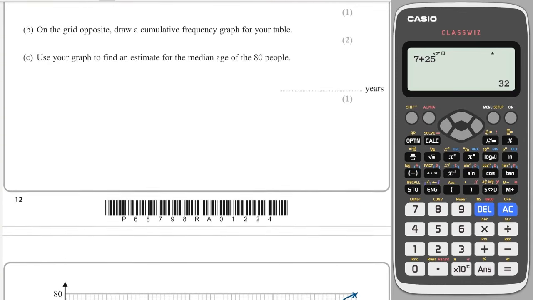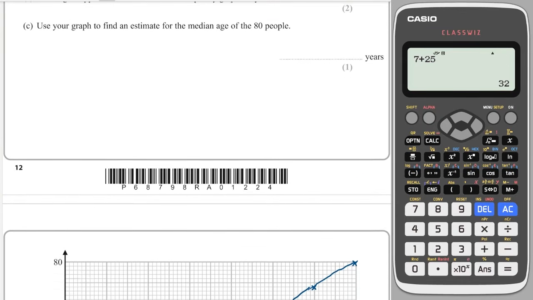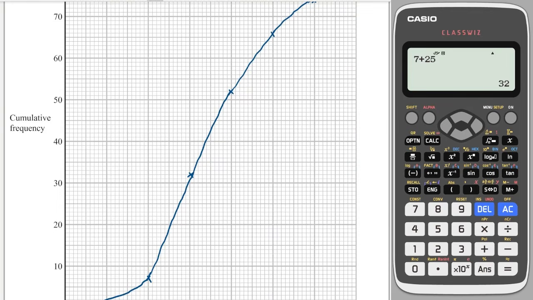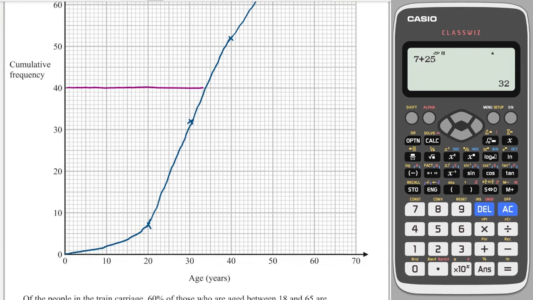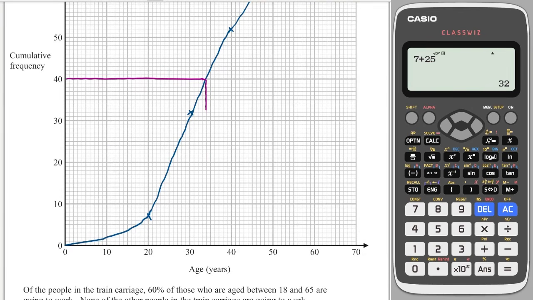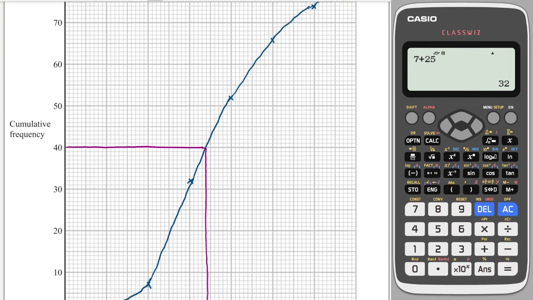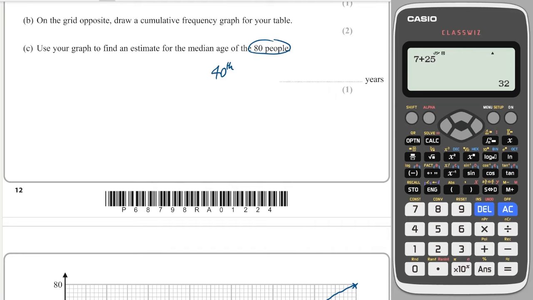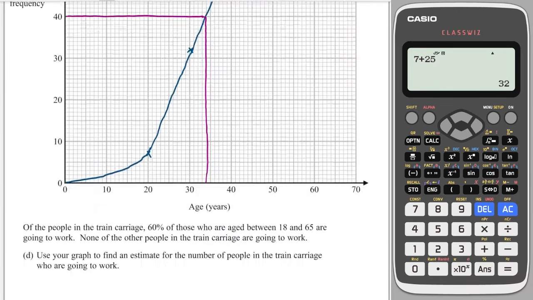And then we are asked to work out the median of the 80 people. Well, that would be the middle person, and if there are 80 people, we're looking for the 40th person. So we go across at 40 like that, and then we go down like this, and we get an answer of 34. And that might be slightly different on your graph, but there is always some leeway.